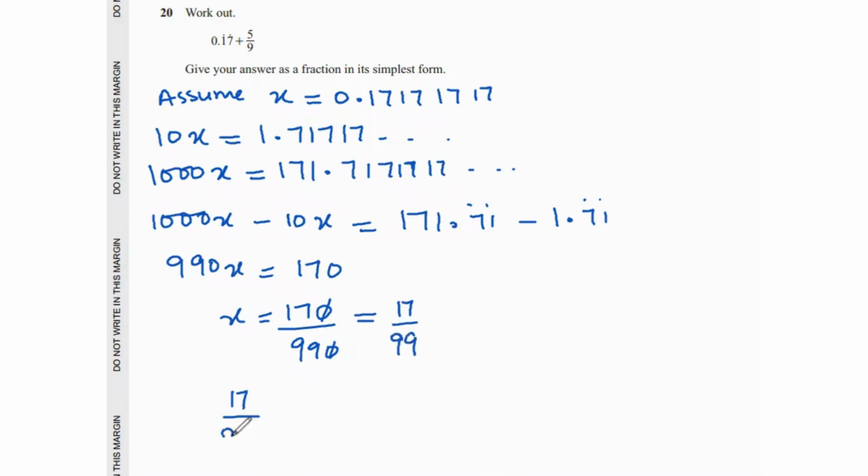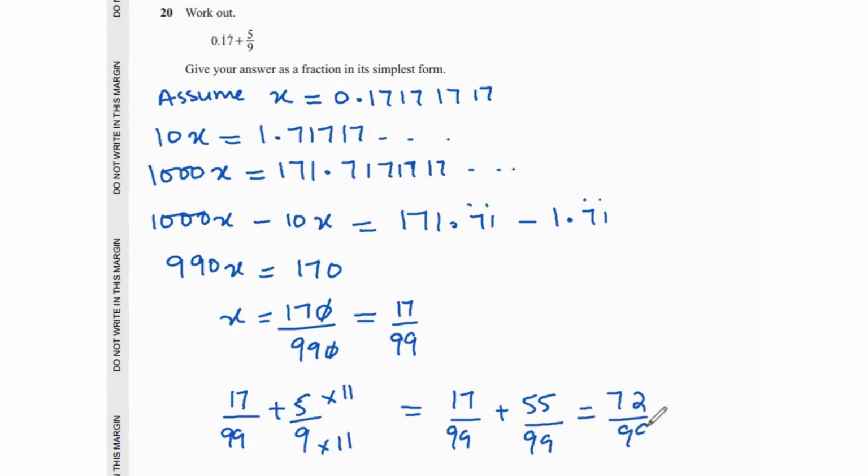Now 17 over 99 is getting added to 5 over 9. We have to make the denominators equal, so we can multiply the second fraction by 11. That's 17 over 99 plus 55 over 99, which is 72 over 99. Since the question says they want the answer in its simplest form, that's 8 over 11, because both get divided by 9. So that's your answer.